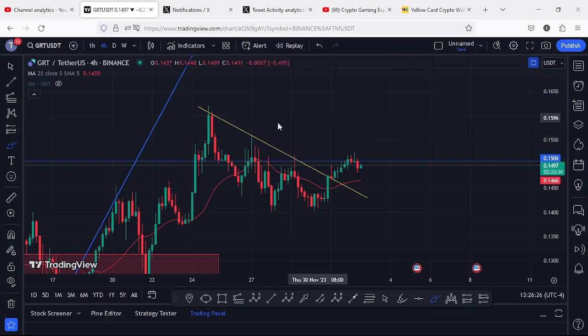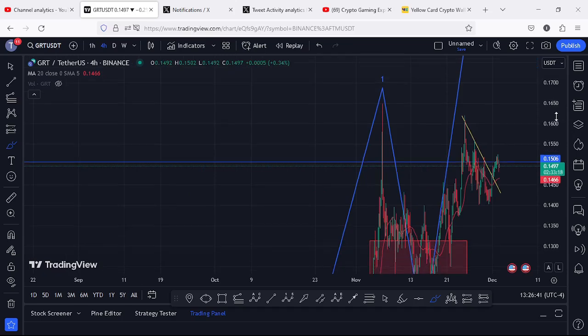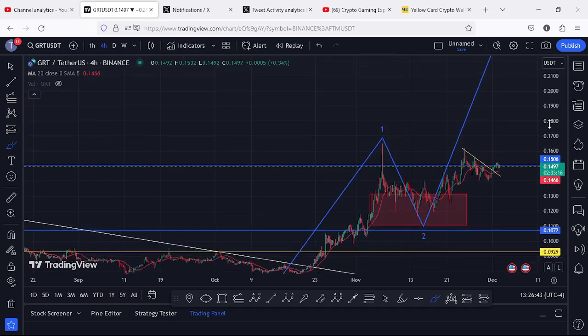We have also seen a break to the upper side of this descending trend line, and all we need to see in the next coming hours is a break above resistance with a successful retest for us to continue seeing higher prices. GRT has also continued to obey the Elliott structures.